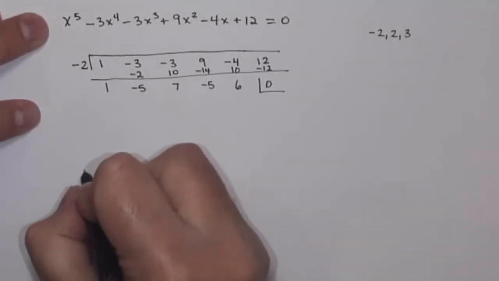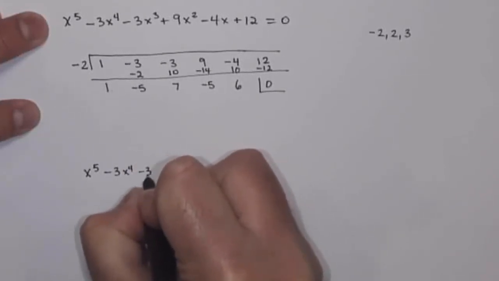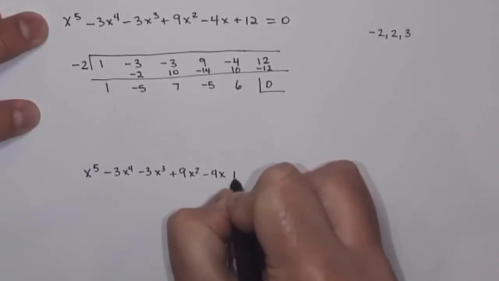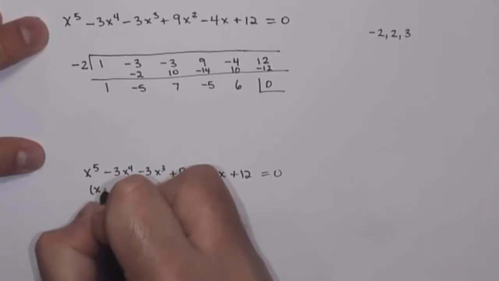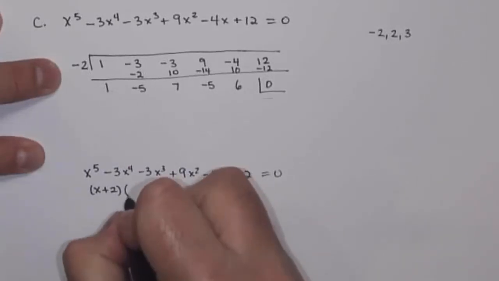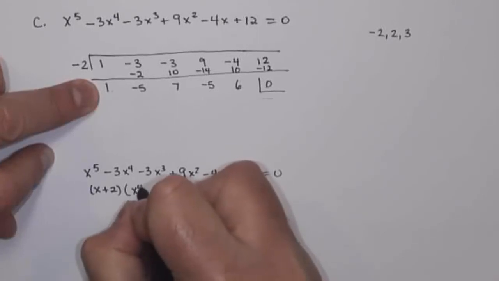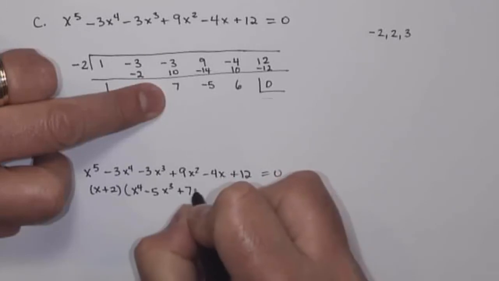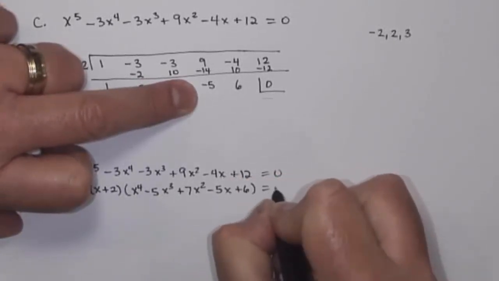So that's nice. So what this tells me is that x to the fifth minus 3x to the fourth minus 3x cubed plus 9x squared minus 4x plus 12 factors into x plus 2, because negative 2 we just showed was a 0, times, now it started with x to the fifth, so this is going to be 1x to the fourth minus 5x cubed plus 7x squared minus 5x plus 6.